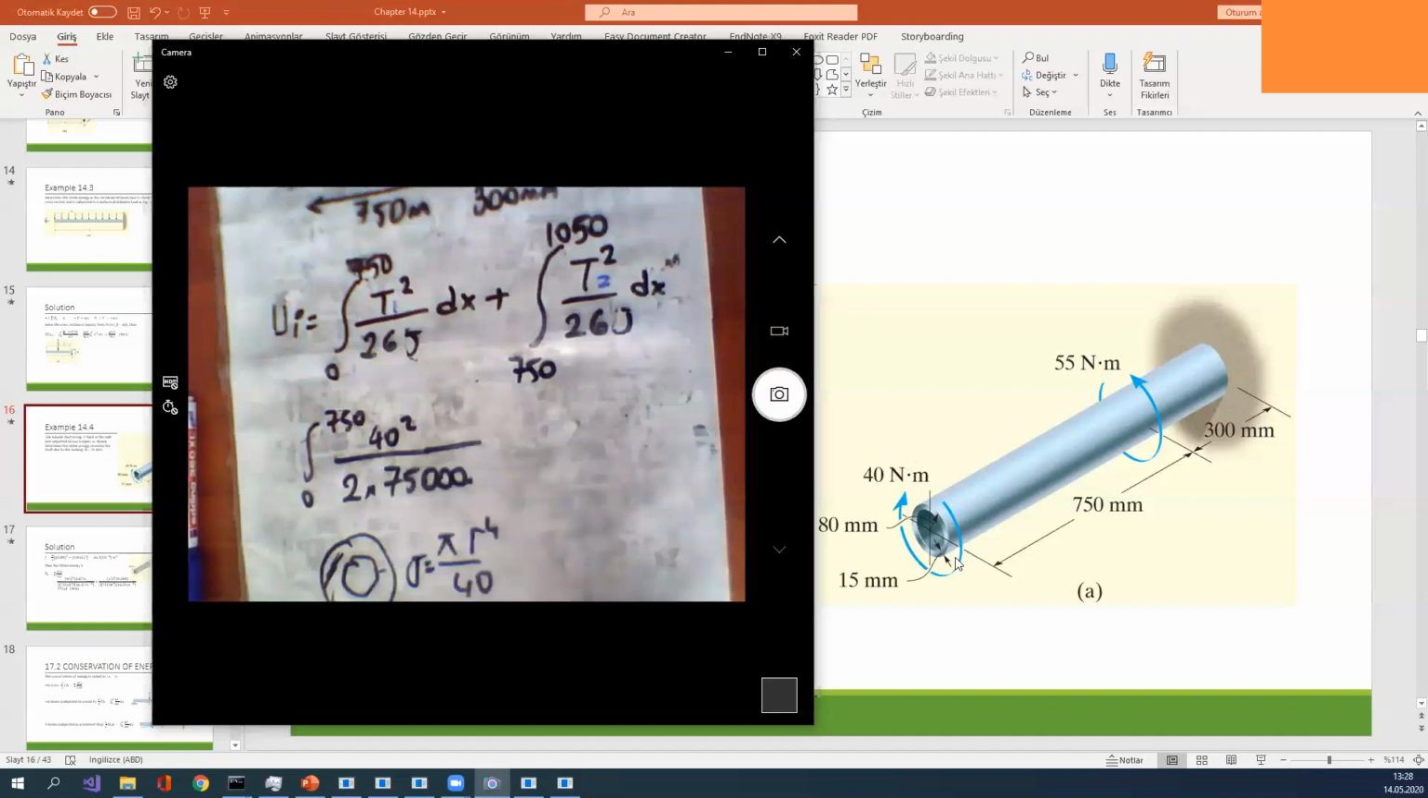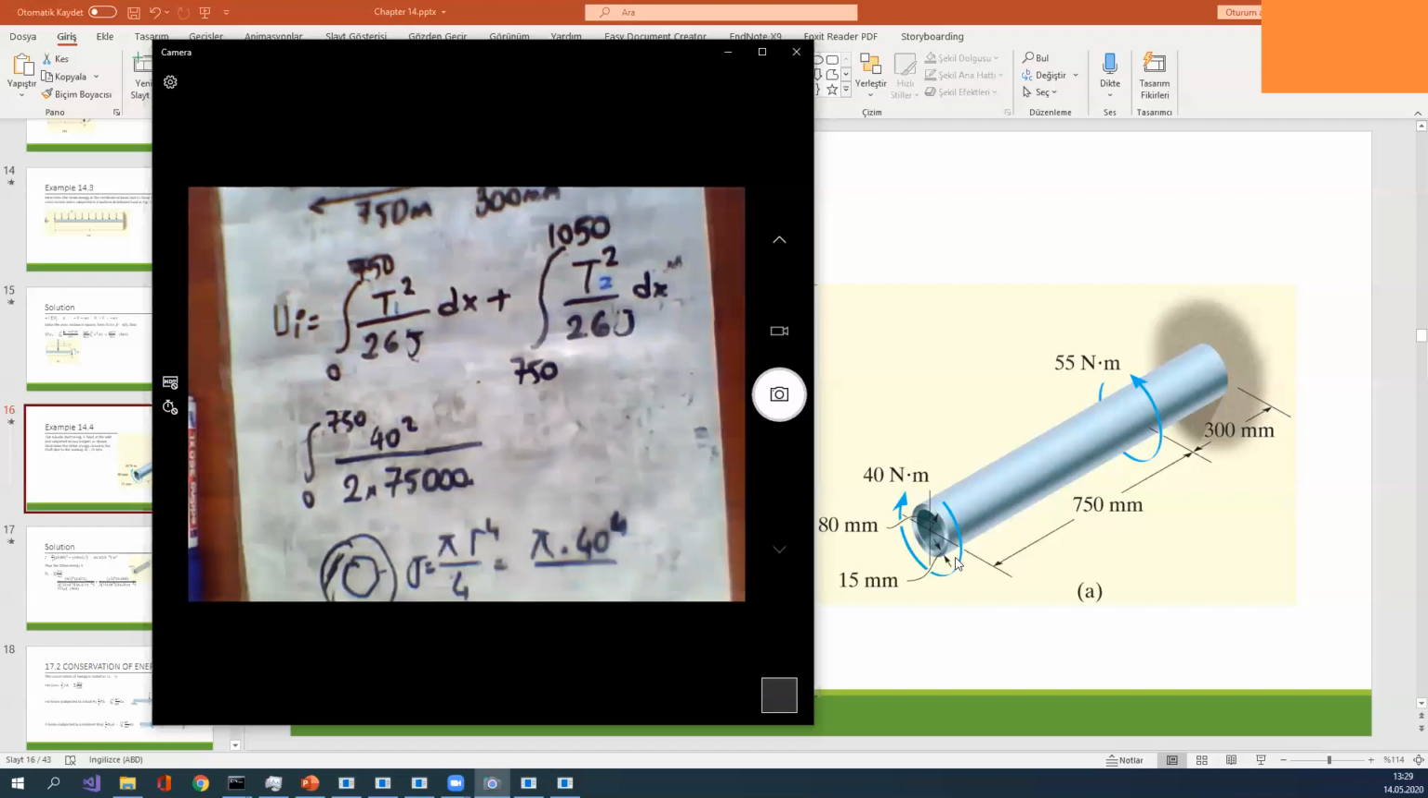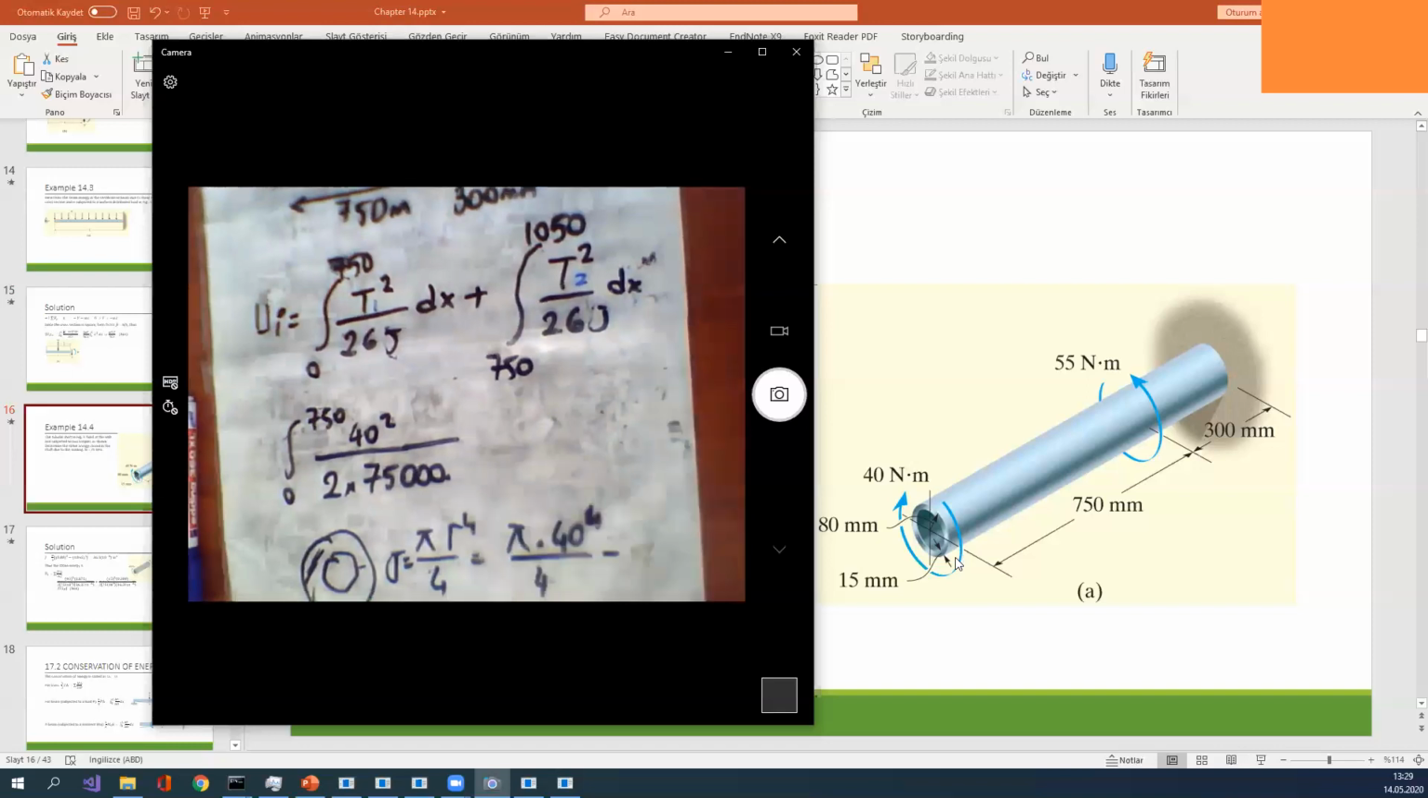But we have two shapes. Is it hollow? How can we calculate J in a hollow section? First of all, we take the whole area as solid. Then we subtract the hollow part. In the first case, when the whole section is solid, J becomes pi times R to the power 4 over 2, where R is 40. Sorry, this should be to the power 4, I forgot to write it in here. Minus, now I will subtract the hollow part.